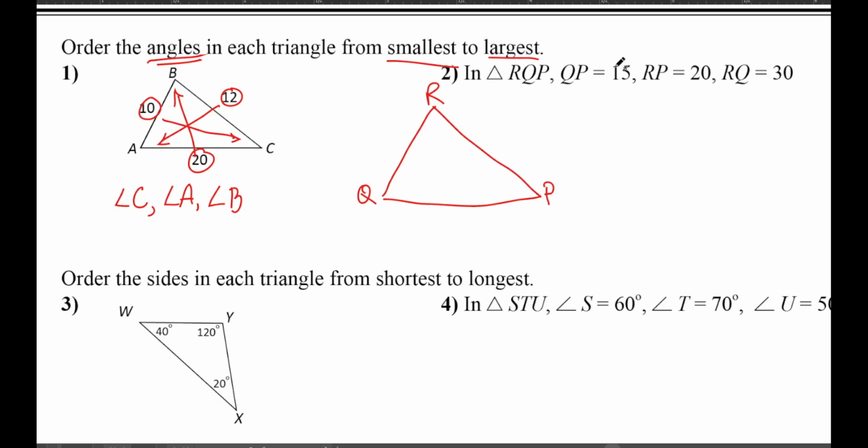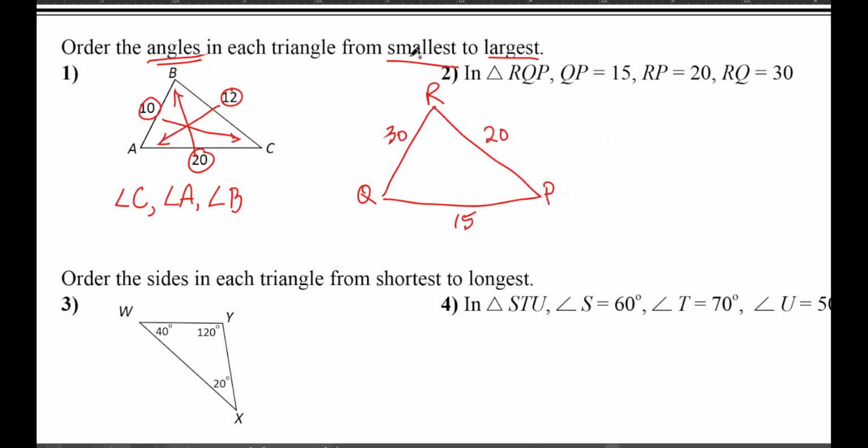Now, let's put in the numbers. QP. Where's QP on my triangle? It's down here on the bottom, so I'm going to make that 15. You might have made QP up here like this. I just might have made it a little different. RP is 20, so RP right there is 20. And then RQ, this one right here, is 30. Now it's the same problem as the first one, isn't it?